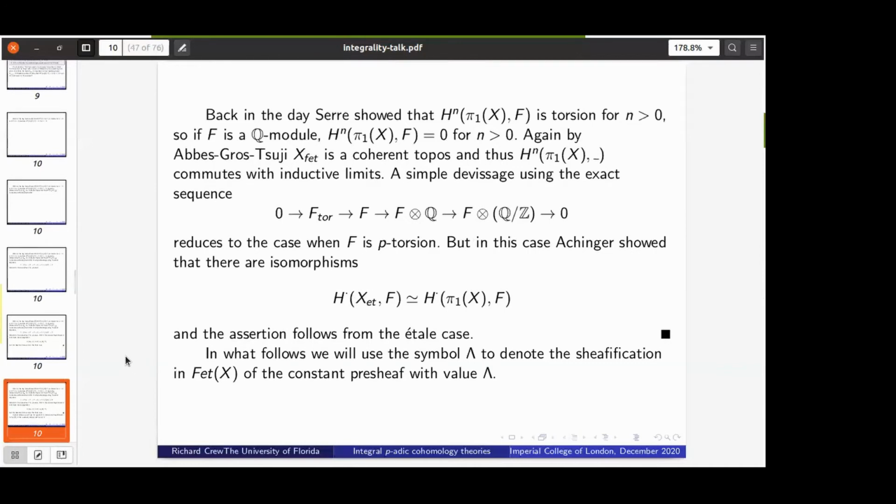In what follows, I will somewhat confusingly use the symbol lambda to denote the sheafification in the finite étale site of the constant presheaf with value lambda.